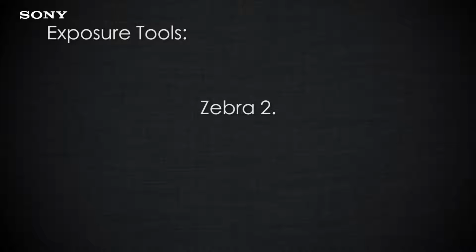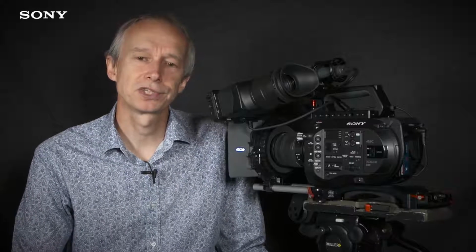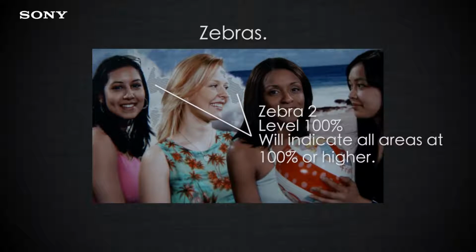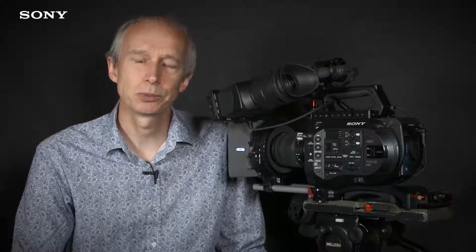Zebra 2 is slightly different to Zebra 1. Zebra 2 is designed to be used as an overexposure indication. As a result, Zebra 2 doesn't have the aperture setting because Zebra 2 will come on at the point set in the menu, the default being 100%, and it will stay on for all levels above that. So if I set my zebras to 100% and I have something in my shot that is brighter than 100%, it will have zebras over the top of that.